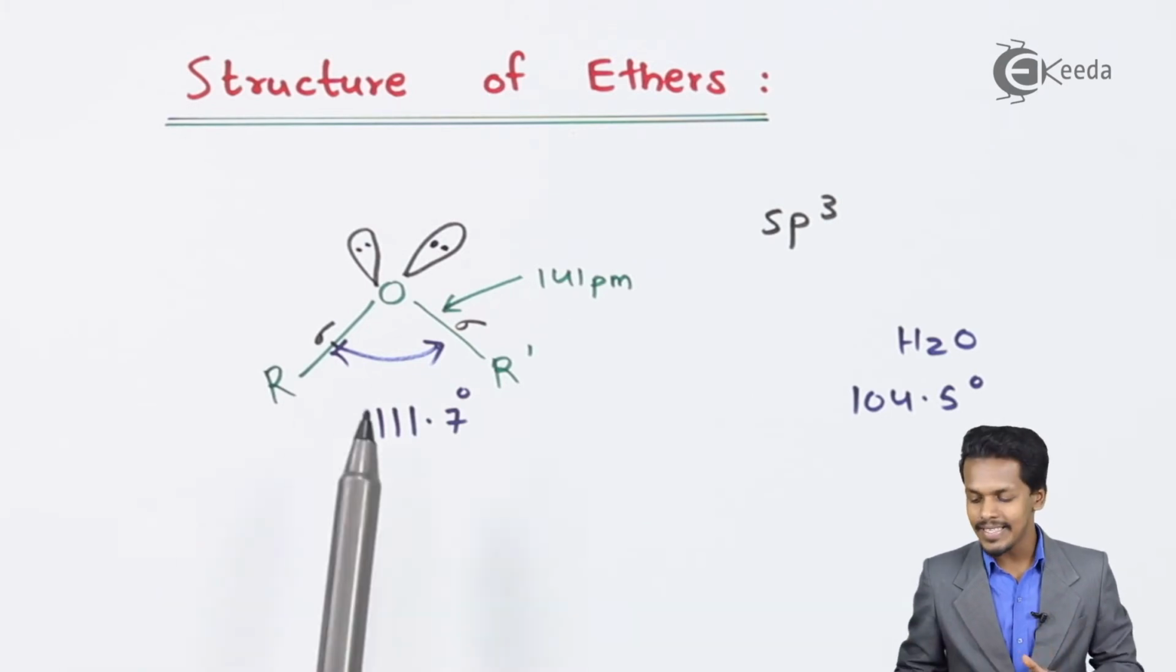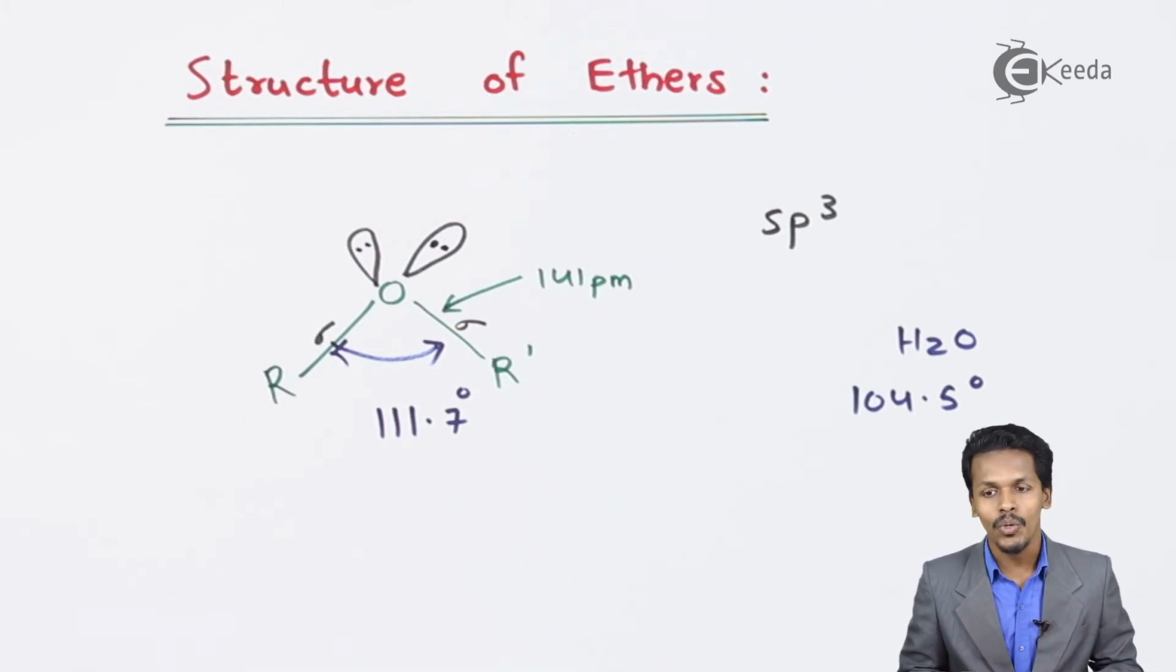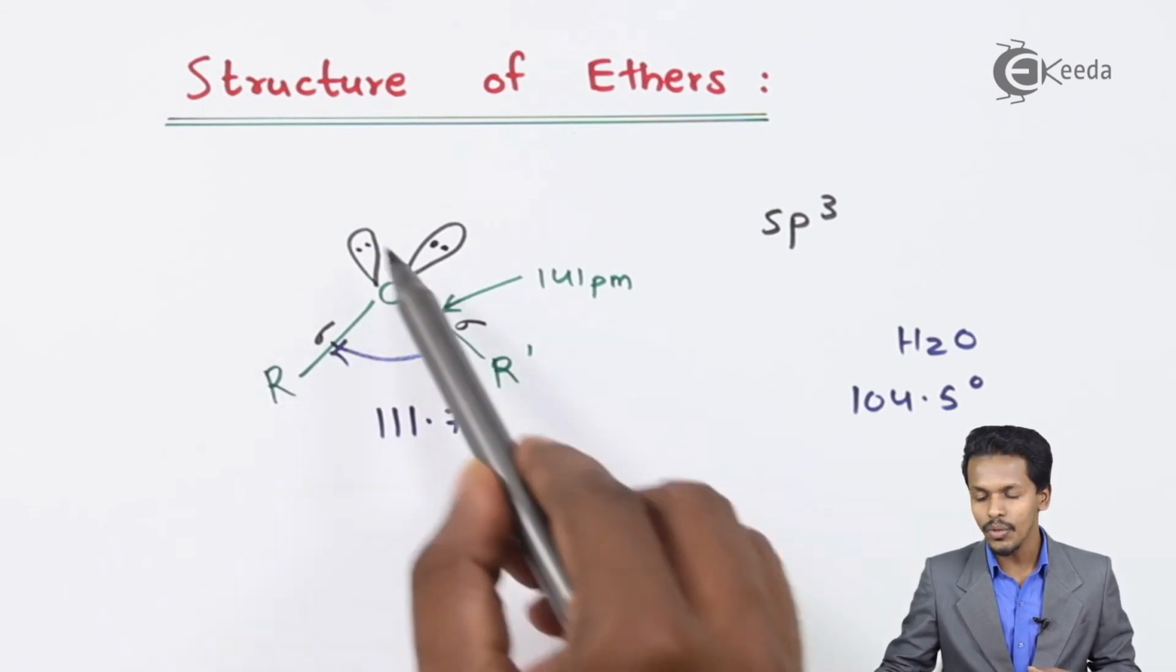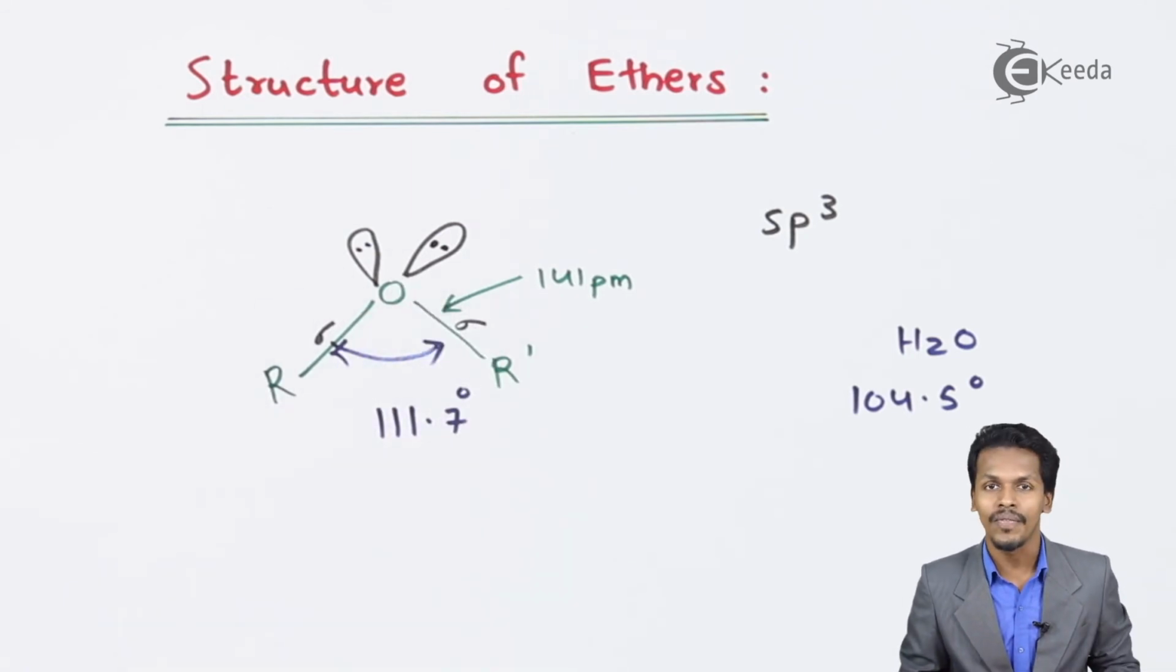Now let me talk about the geometry. The geometry of ether is a V-shaped molecule. As you can see, it is a V-shaped molecule. So yes, this was related to the structure of ether.